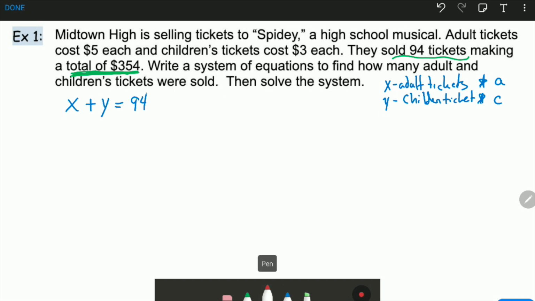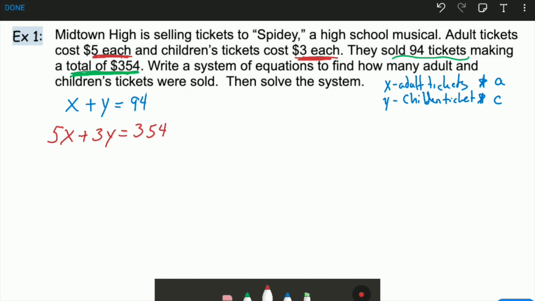As far as the other equation goes, usually anytime you see the word each or per, it's going to be multiplied by the variable. So in this case, we have $5 each for adult tickets. So 5 times X, since X is the number of adult tickets, plus $3 each for children's. So 3 times Y is equal to... Multiplying $5 times the number of adult tickets gives you the cost, and this equation is going to represent our total cost or total amount of money earned, $354. So that's the setup for the system of equations.